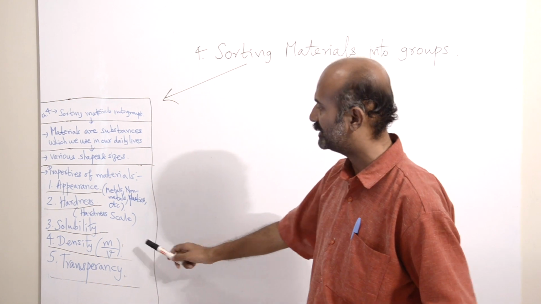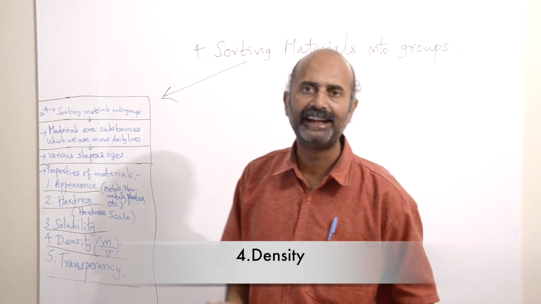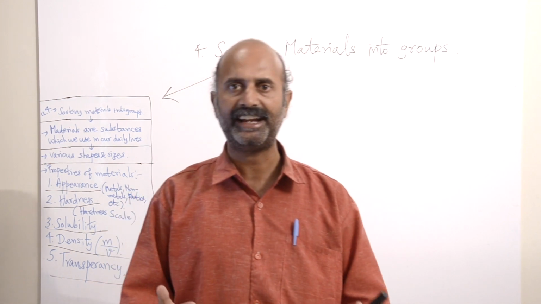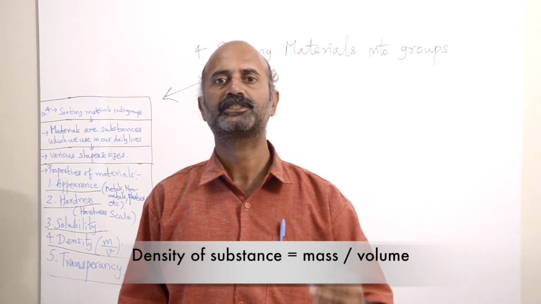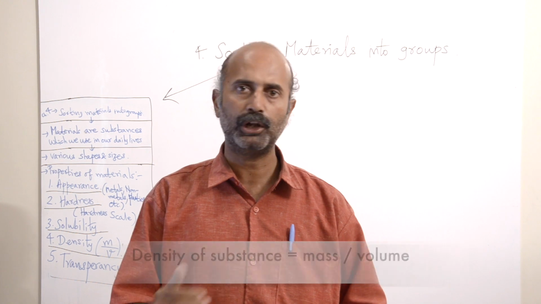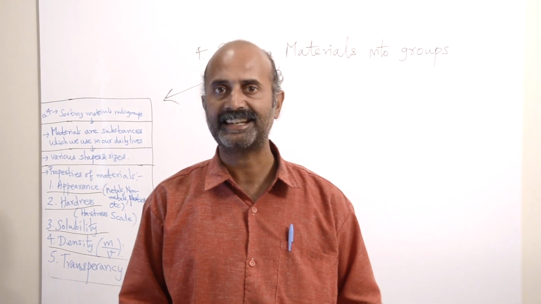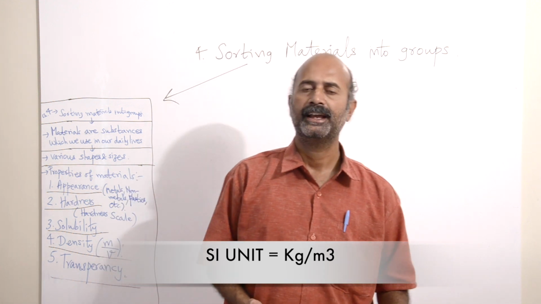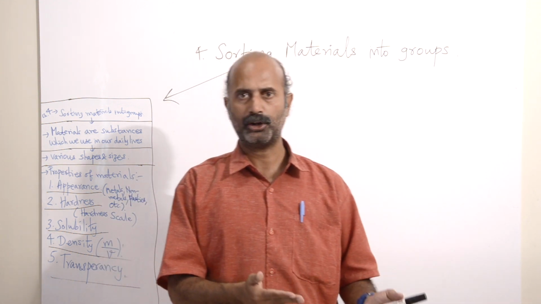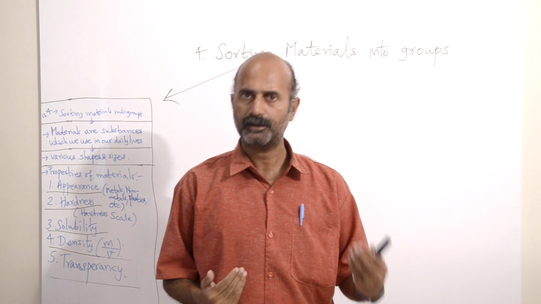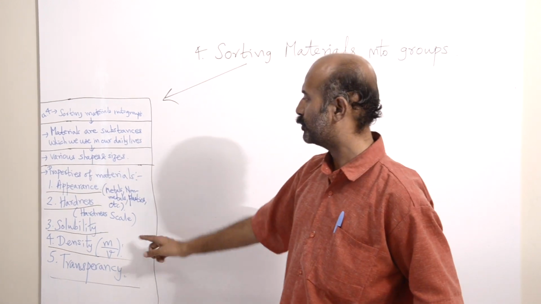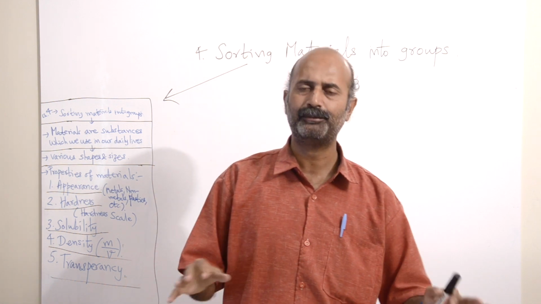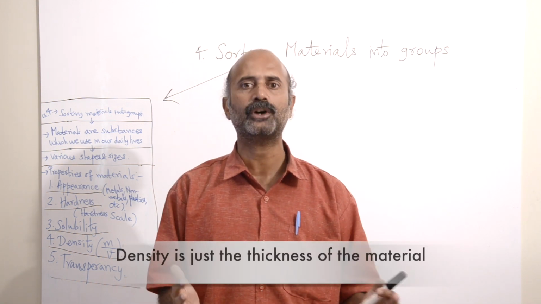Then we have something known as density. How will you define density? The density of a substance is defined as the mass of the substance divided by the volume of the substance. The SI unit is kilogram per meter cube, because the unit of mass is kilogram and the unit of volume is meter cube. In very simple terms, density is the thickness of a material.